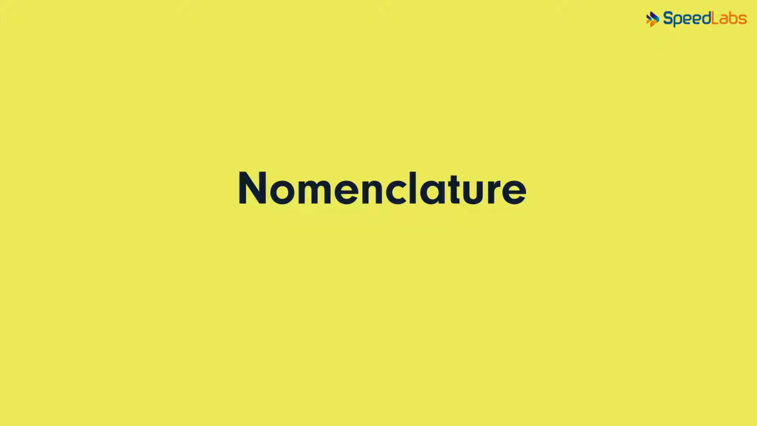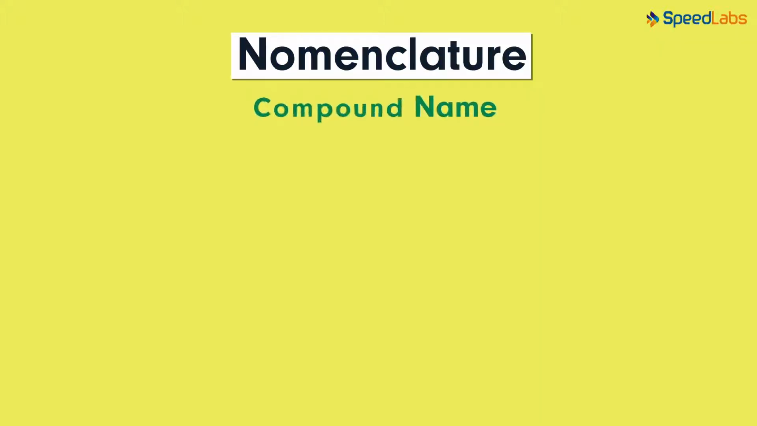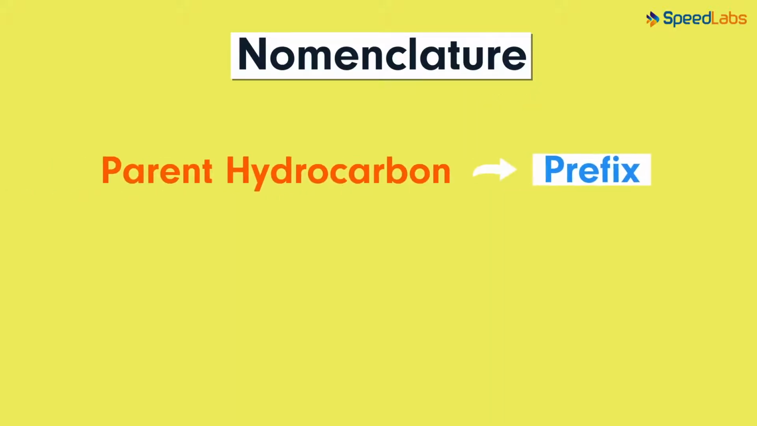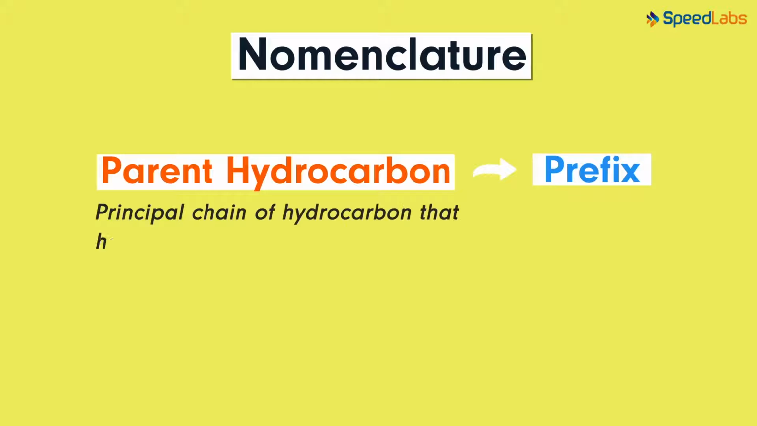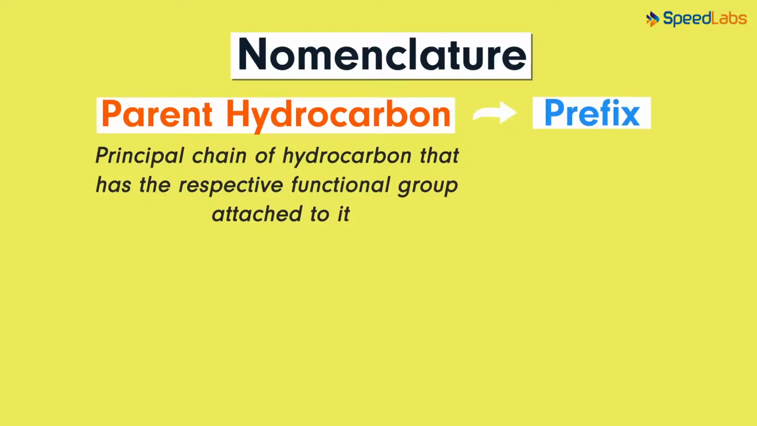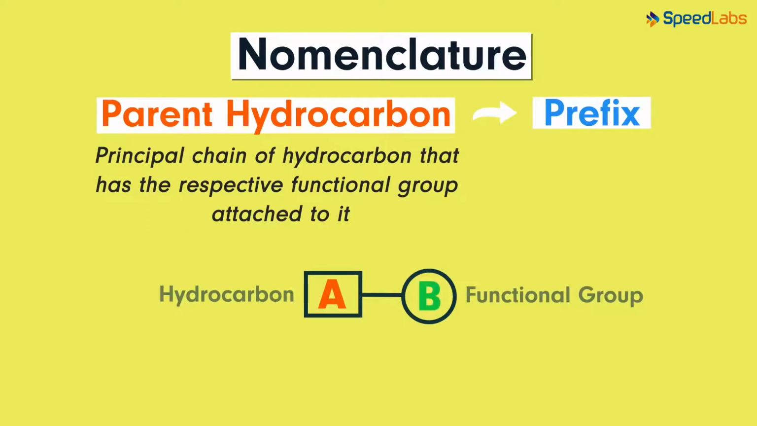Similar to naming the hydrocarbons, here too we name the compound in two parts, the prefix and the suffix. The prefix is usually decided by the parent hydrocarbon. And what is the parent hydrocarbon? Parent hydrocarbon is the principal chain of hydrocarbon that has the respective functional group attached to it. So if the hydrocarbon A is attached to the functional group B, then A becomes the parent hydrocarbon. Now what will the suffix be? Yes, the suffix has to be the name of the functional group attached to it.